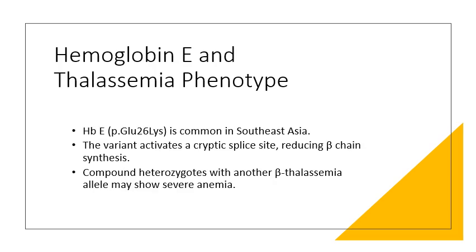Hemoglobin E is common in Southeast Asia. This variant reduces beta globin production and can cause severe anemia in the patient when inherited with another beta thalassemia allele. An example would be HBB glutamate to lysine, which is a common variant in Southeast Asia. This variant activates a cryptic splice site and reduces beta chain synthesis from the gene. Compound heterozygotes, as I mentioned, with another beta thalassemia allele show severe anemia.